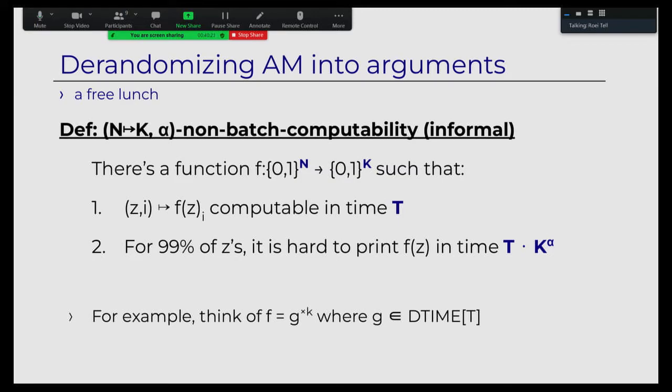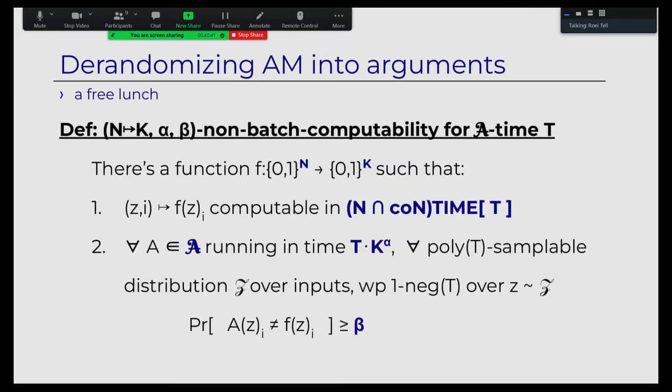And you can generalize this from direct product functions to any function that has this structure. You can compute each individual bit quickly, but you cannot batch compute the entire thing in time that's very close to just computing one bit. You have to spend more time if you want to print the entire string. Okay. And this is the n to the k, n maps to k, alpha beta non-batch computability for an algorithm class A with time t.